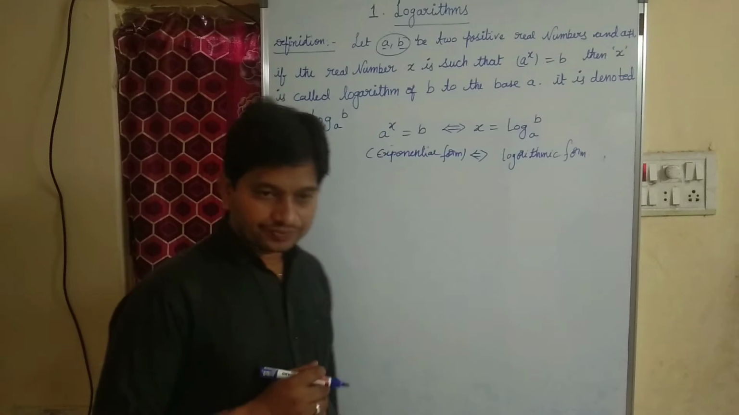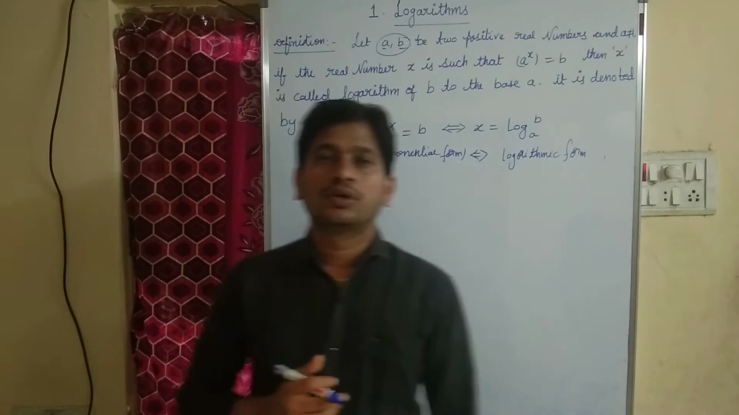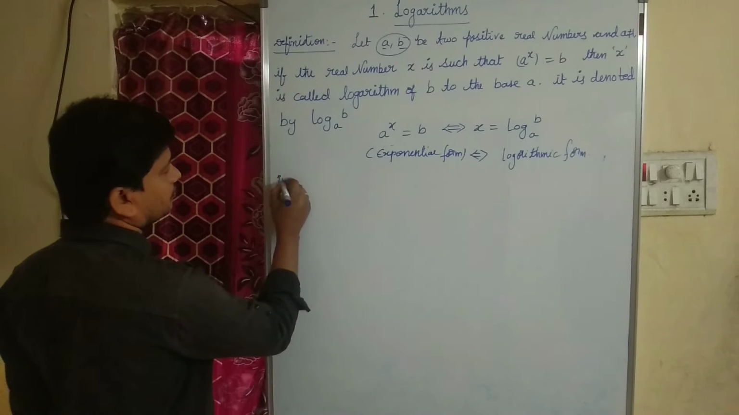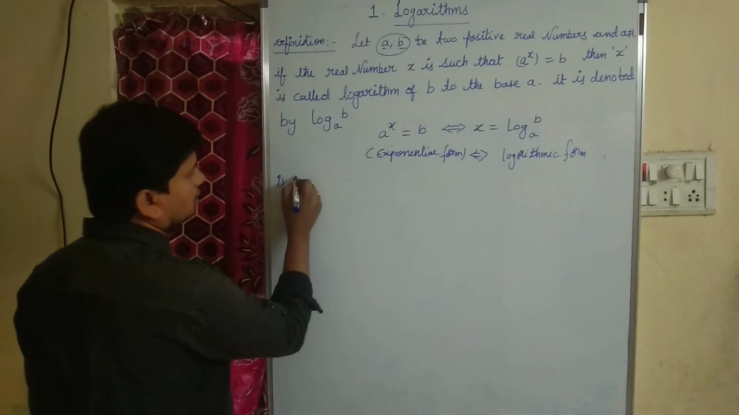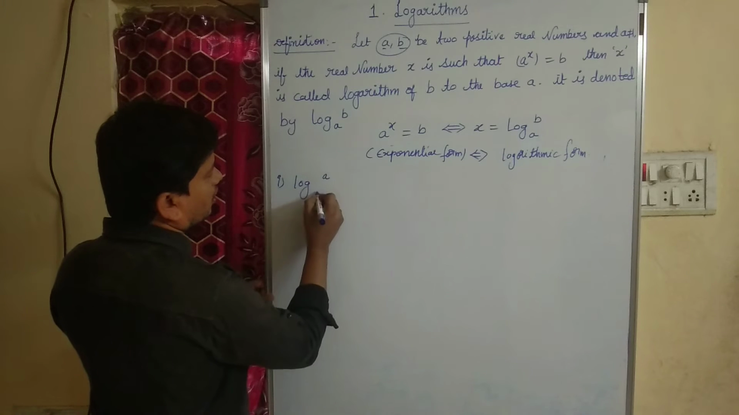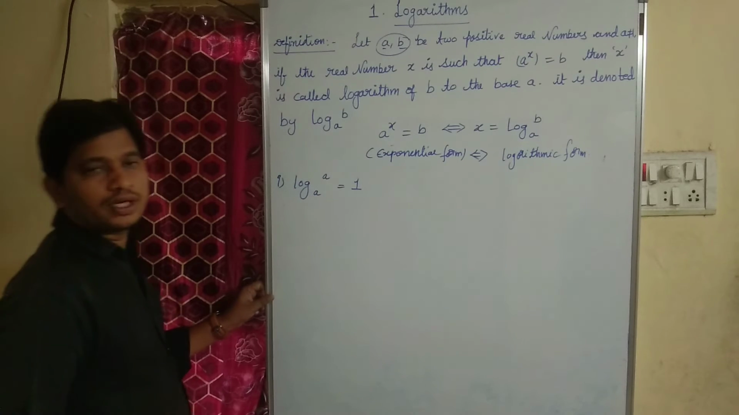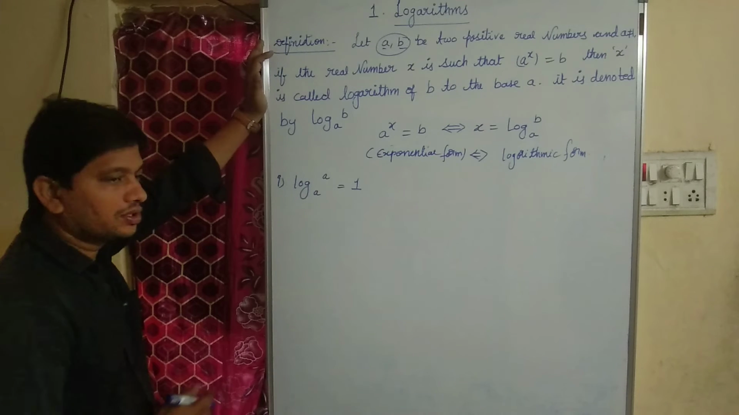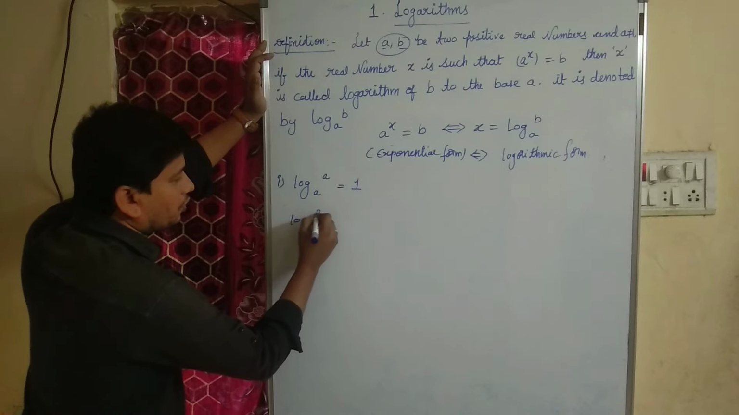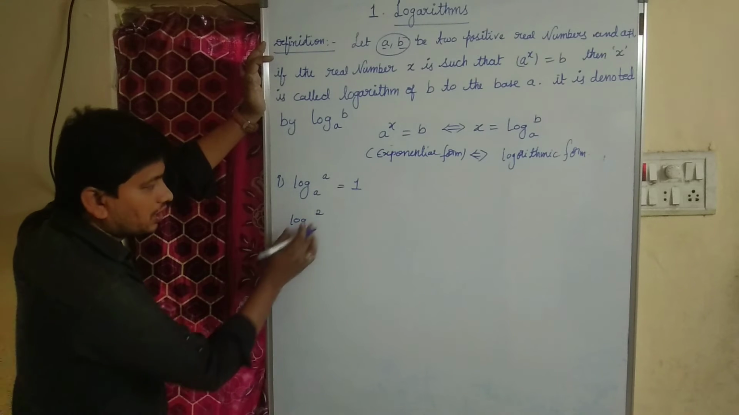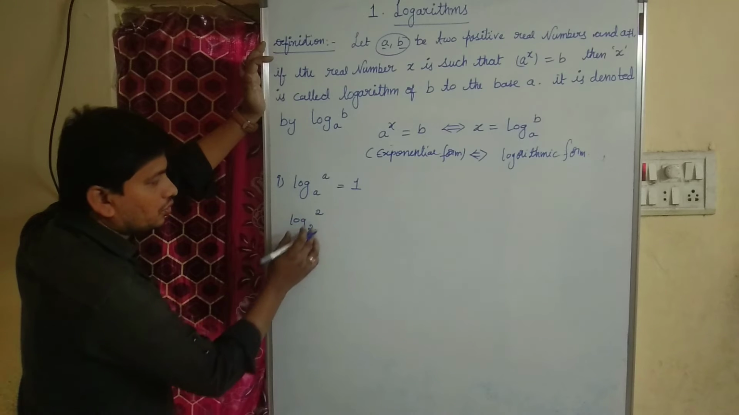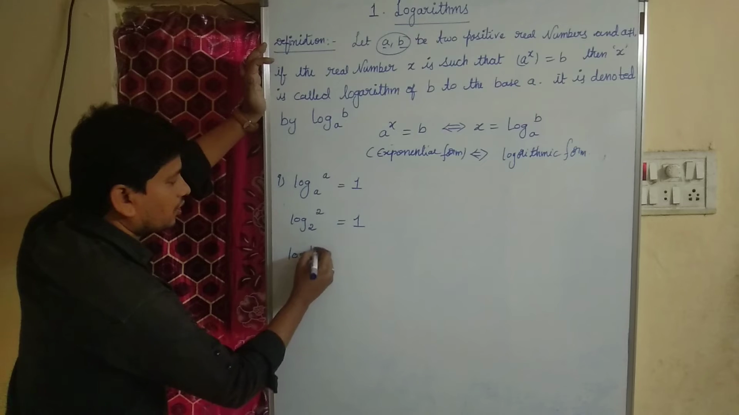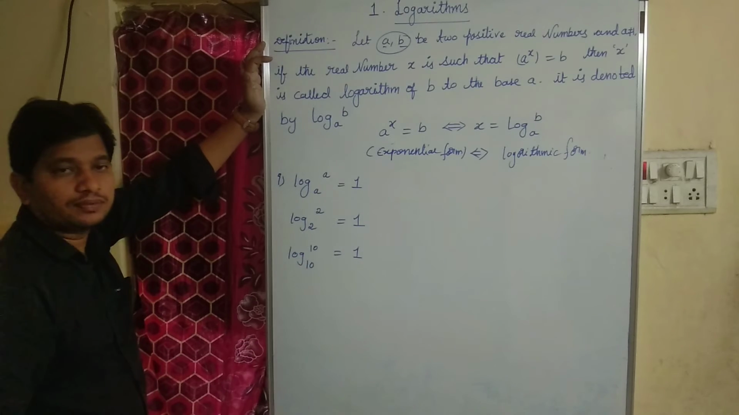Before that, we should know certain theorems related to the logarithm. Theorem number 1 is log a to the base a is equal to 1. For example, log 2 to the base 2. See here both are equal, so log 2 to the base 2 must be equal to 1. For example, log 10 to the base 10 is equal to 1.